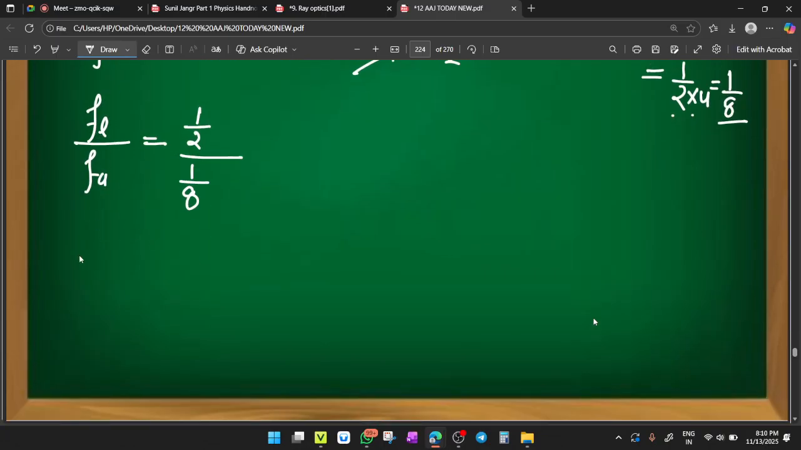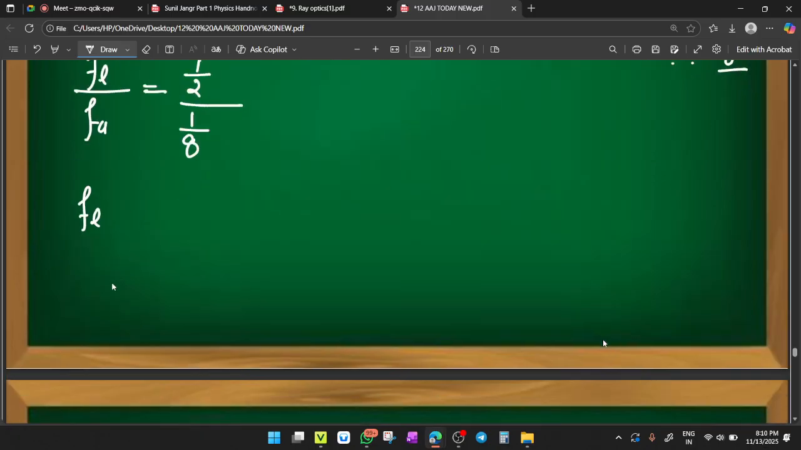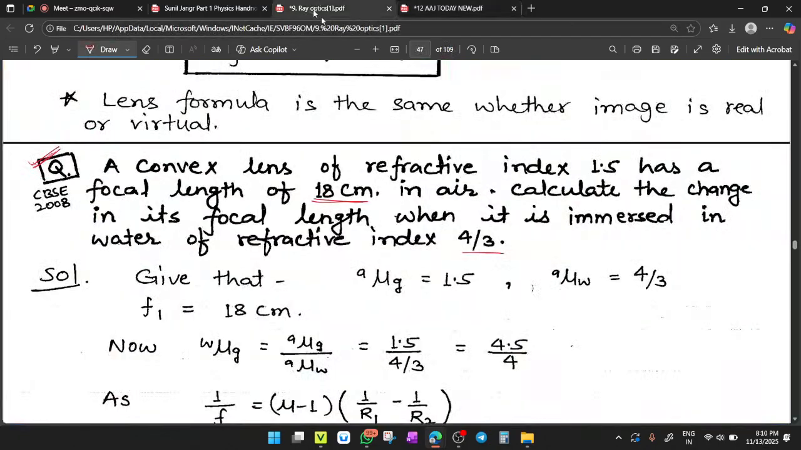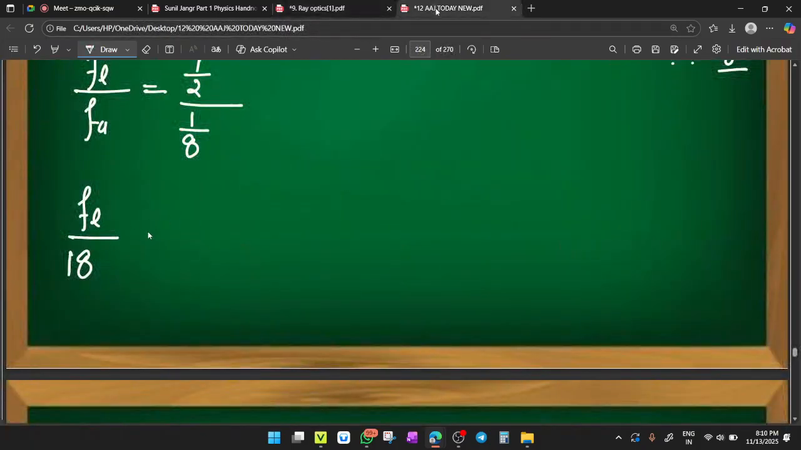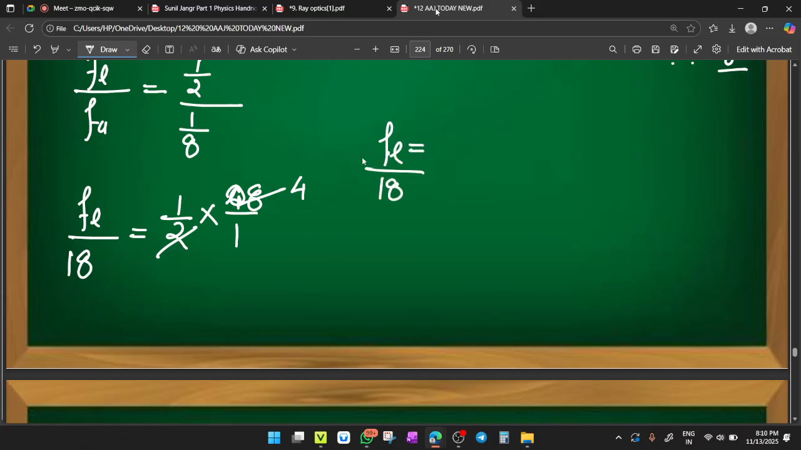Now FL, focal length in liquid, upon focal length in air, it is given how much? 18 centimeter. Yes, in the question it is 18 centimeter equals to 1 upon 2, and this comes on the numerator side. So focal length in the liquid upon 18 equals to 4. So F liquid equals to 18 into 4. So it must be 72 centimeter.